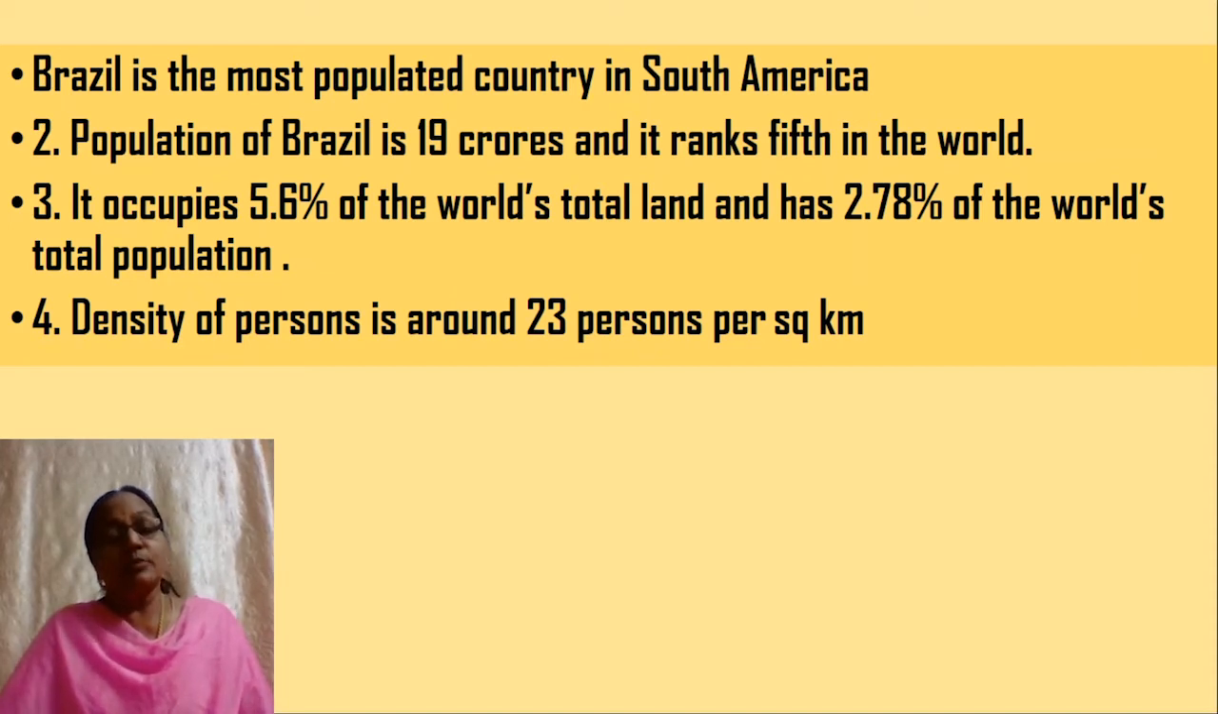Now, come to density of people. Density of people is around 23 persons per square kilometer. Now, in India, there are 382 persons living per square kilometer.